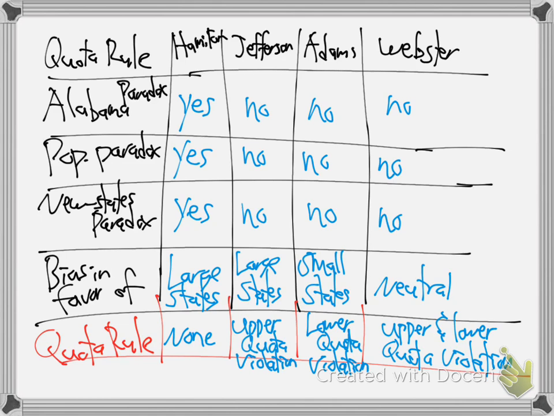Quota rule. Let me explain. You guys write it down. No quota rule violation, upper, lower, both for Webster. What is a quota rule violation? Let's go back. Well, you know what? Let's just go back. We'll see it all with the candy bars. Let's make it up with the candy bars.